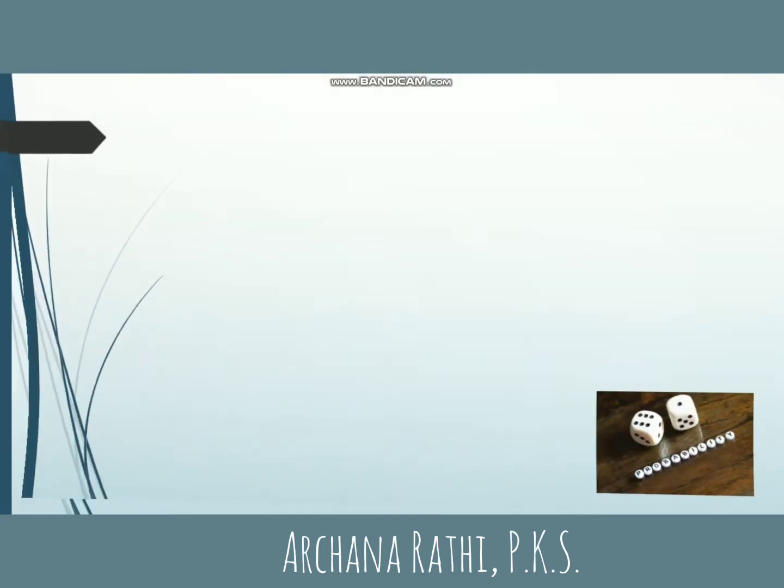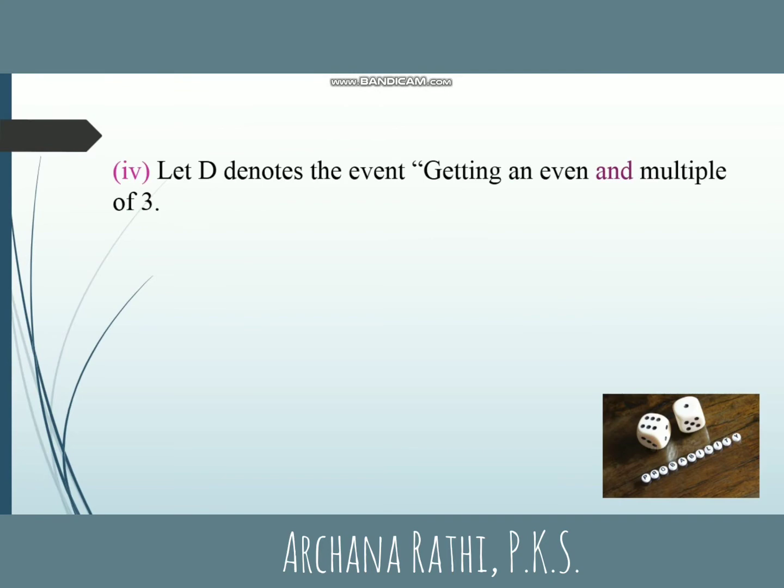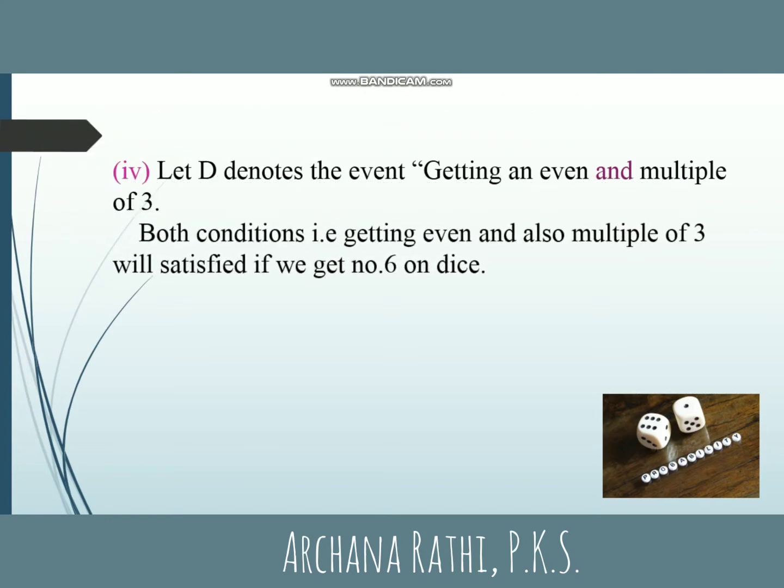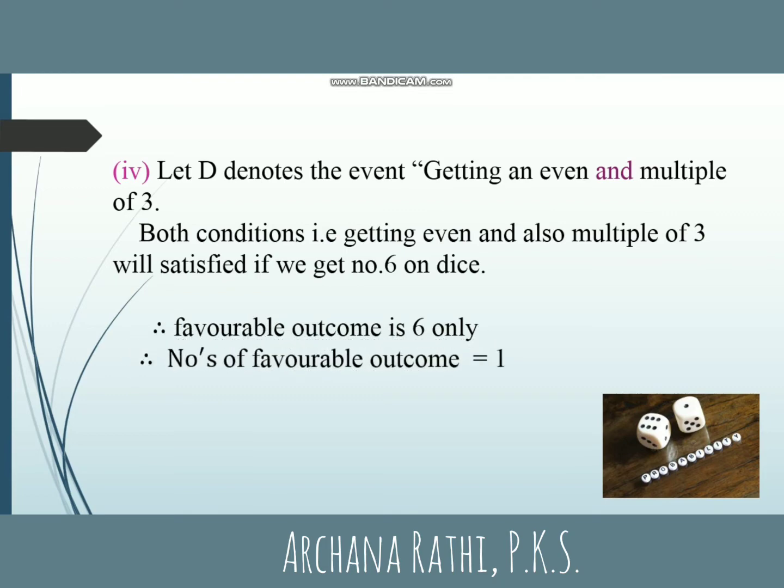Okay, let us discuss the last one from this example, that is D denotes getting an even and multiple of 3. Whenever there is an 'and', both conditions should be satisfied by that single outcome. So both conditions, getting even and also a multiple of 3, will be satisfied only if we get the number 6 on the die. Therefore the favorable outcome is 6 only, which is a multiple of 3 as well as an even number. Therefore the number of favorable outcomes is only 1. Therefore the probability of D is 1 upon 6.